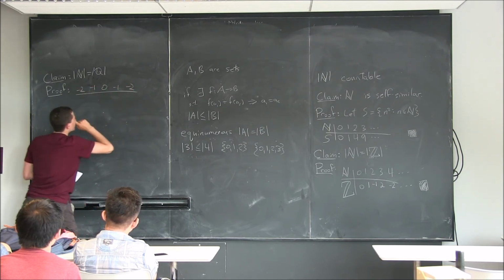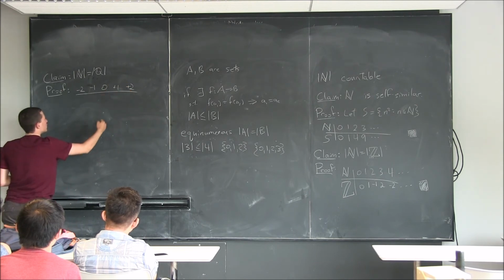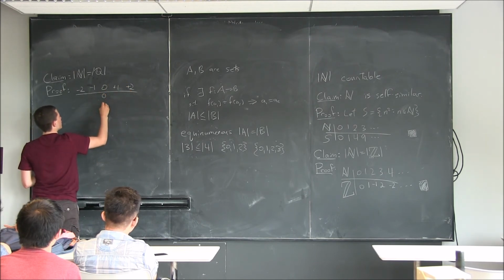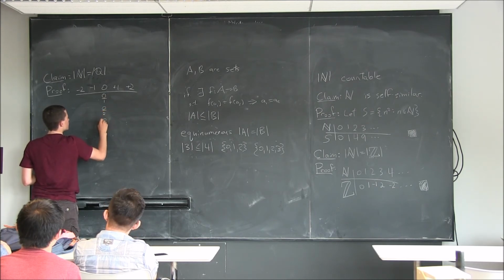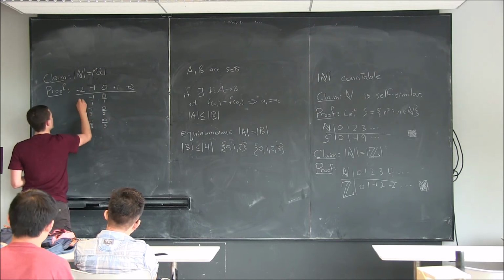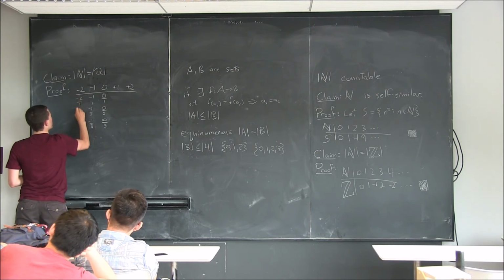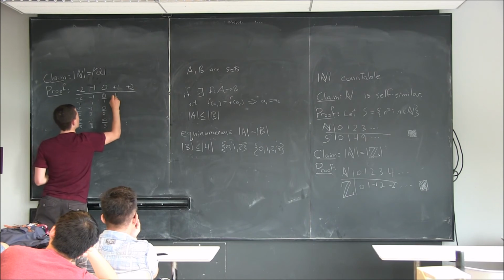Okay, so here I'm listing the integers, and then here I'm going to sort of go down, and we're just going to look at the positive denominator. So this is 0 over 1, this is 0 over 2, 0 over 3. And here we have -1 over 1, -1 over 2, -1 over 3. -2 over 1, -2 over 2, -2 over 3. So we do have some repeats.